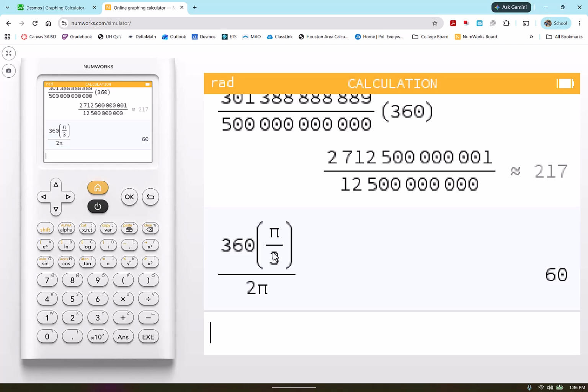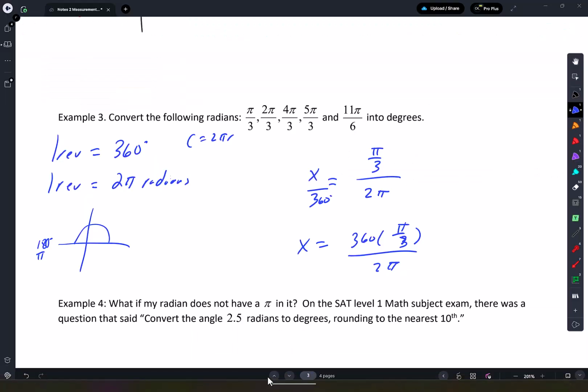Yeah, look how much work that took. Do it like this.